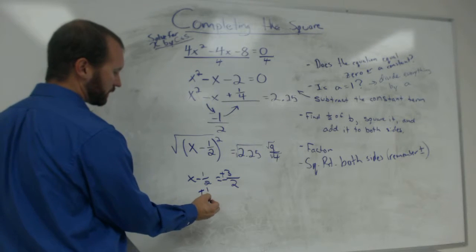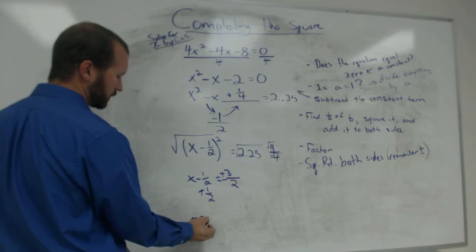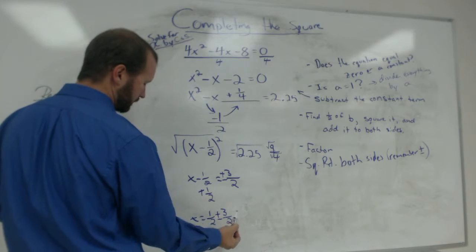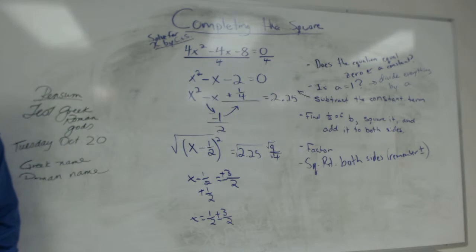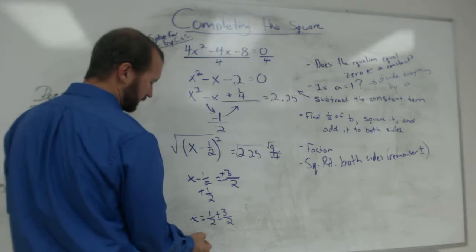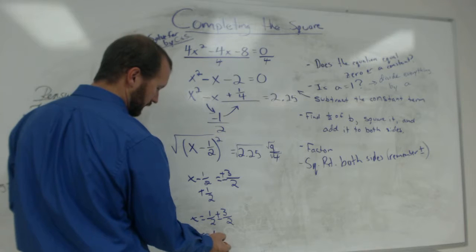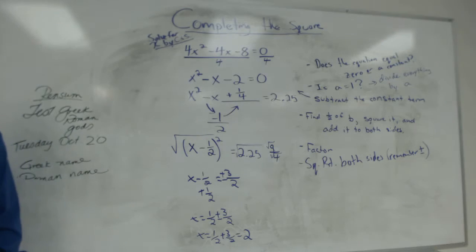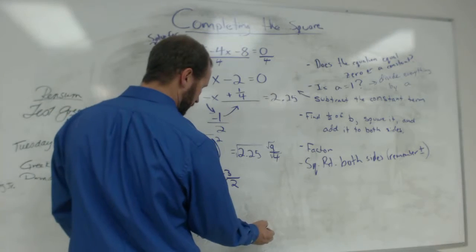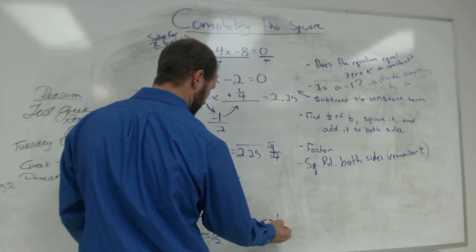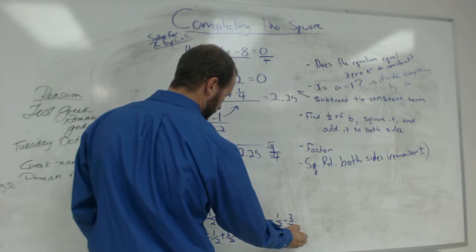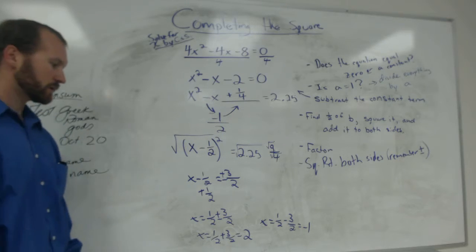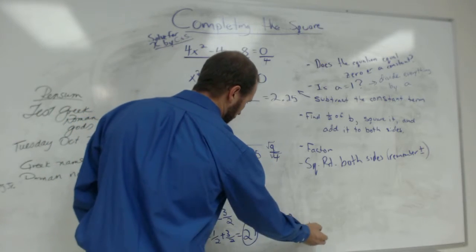Now I'm going to add 1/2 to both sides. So I have x equals 1/2 plus or minus 3/2. 1/2 plus 3/2 is equal to 2, which is 4/2. 1/2 minus 3/2 is equal to -1, which is -2 over 2. So my answers are 2 or -1.